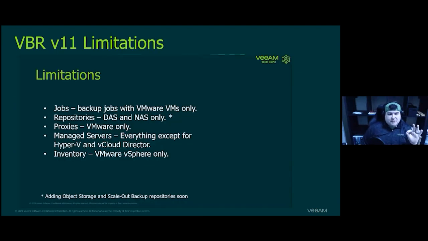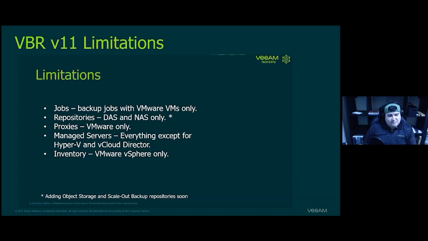As for limitations, this is ripped straight out of the Tech Expo slides from last year. For jobs, again, backup jobs with VMware VMs only. Repositories, we're doing DAS and NAS only. Object storage and scale out repos coming soon. Some of those things have actually made it in now, but it's not completely there. And again, just to read it for everybody, this is all coming off of the V11 RC. I did not, unfortunately, have enough time to install RTM and rerun through all of my testing and validation overnight. So sorry, y'all.